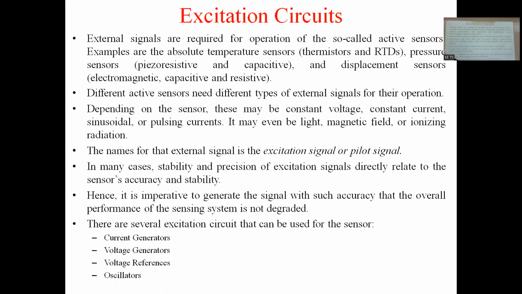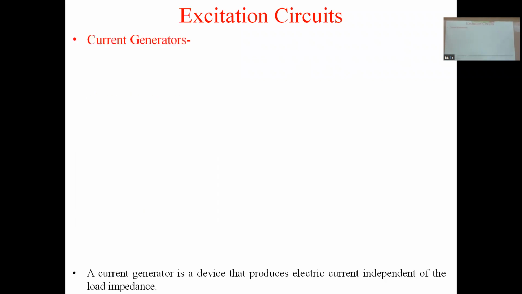First, one type of excitation signal is the current generator. A current generator is required for excitation of any sensor. Then the voltage generator, whether it may be constant voltage or variable voltage. So the voltage generator is one of the excitation circuits. Then voltage reference and the oscillator. So these are the 4 types of excitation signals or excitation circuits used for active types of sensors. Right? We will discuss them a little bit one by one: current generator, voltage generator, voltage reference and oscillator.